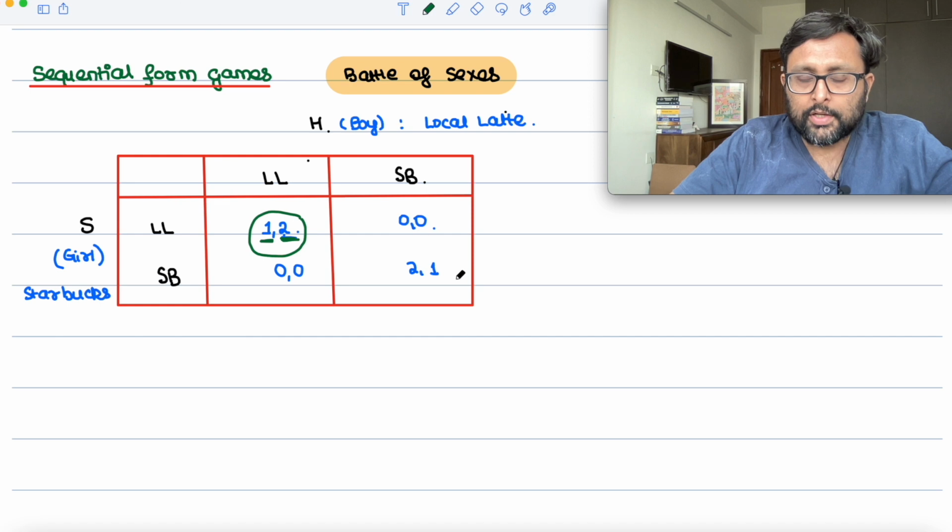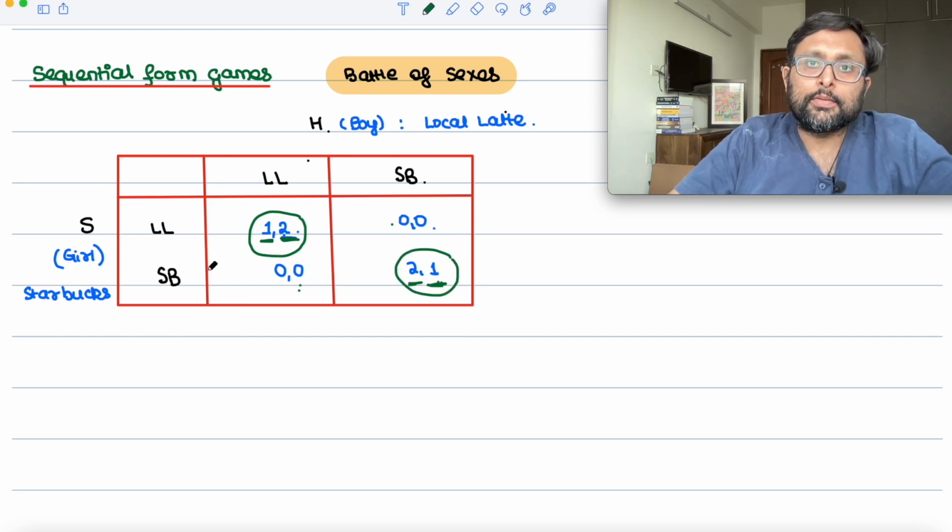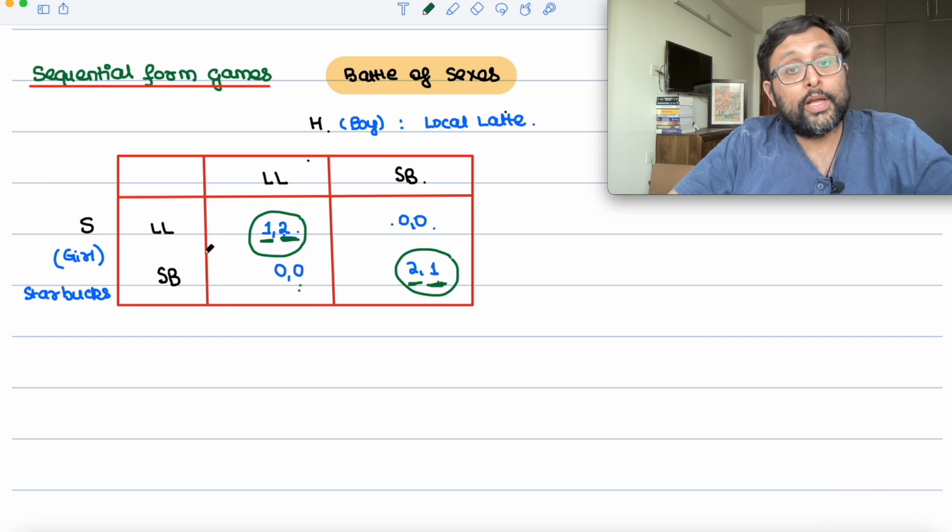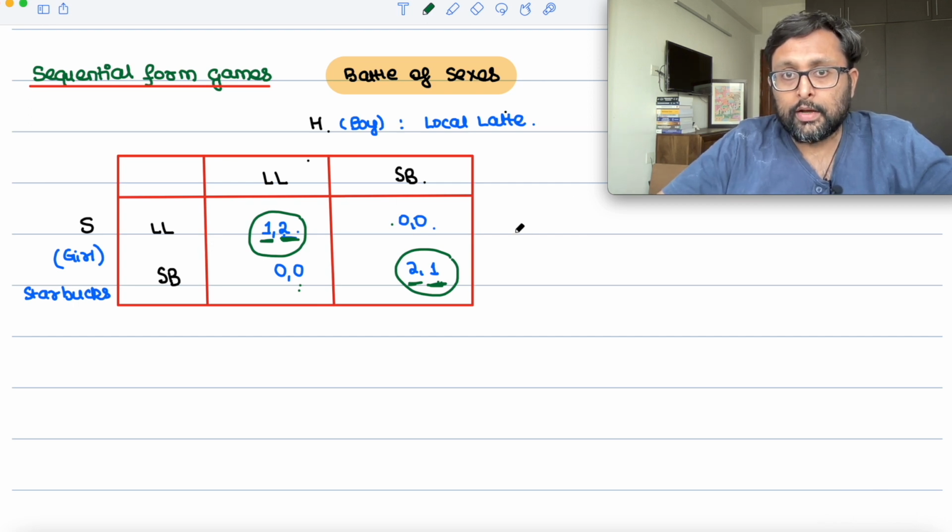Well, if she chooses Starbucks, then boy has a choice between local latte and Starbucks. So he's comparing 0 and 1. Of course, he'll pick up this. If boy chooses Starbucks, she has a choice between local latte and Starbucks. So she's comparing 0 and 2. And of course, she is going to choose 2. It's going to be like this. So there are two Nash equilibria in the normal form game, in the matrix method.